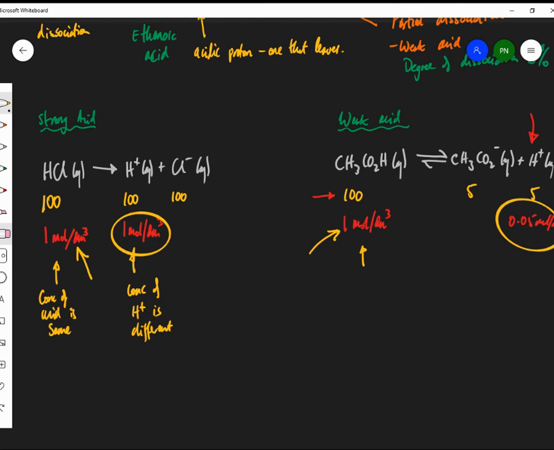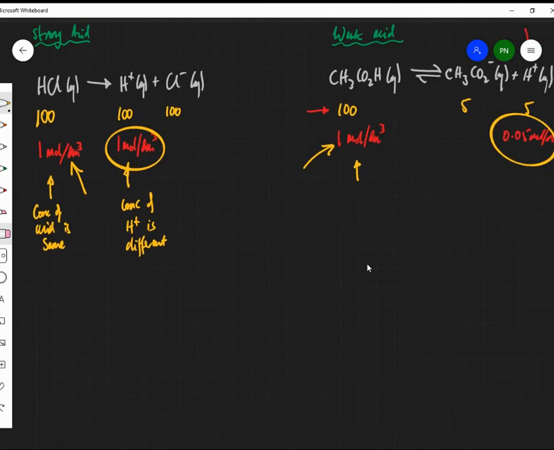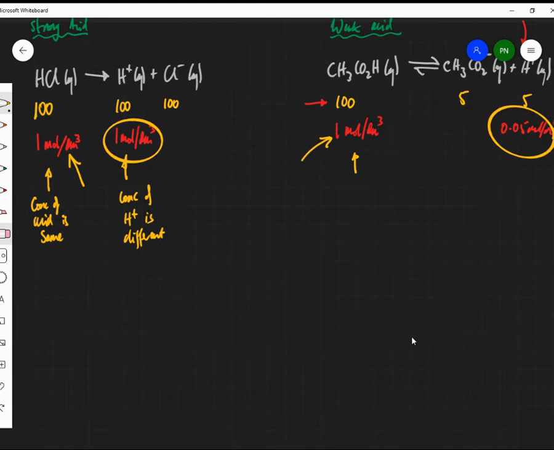The concentration of HCl is 1, the concentration of the ethanoic acid is 1, but that doesn't mean that's the concentration of hydrogen ions. The concentration of hydrogen ions is only 1 for the strong acid because it dissociates fully, and for the weak acid, it's 0.05 moles per decimeter cubed. Now, what are the consequences of that? There's loads of consequences. First of all, give me a beaker here. There's a nice beaker.